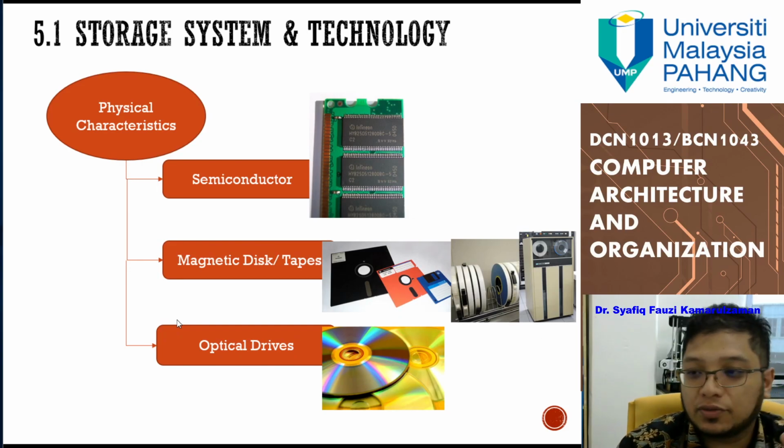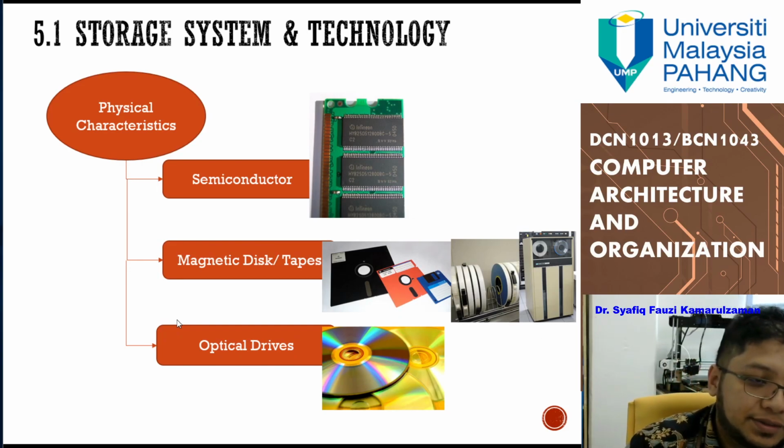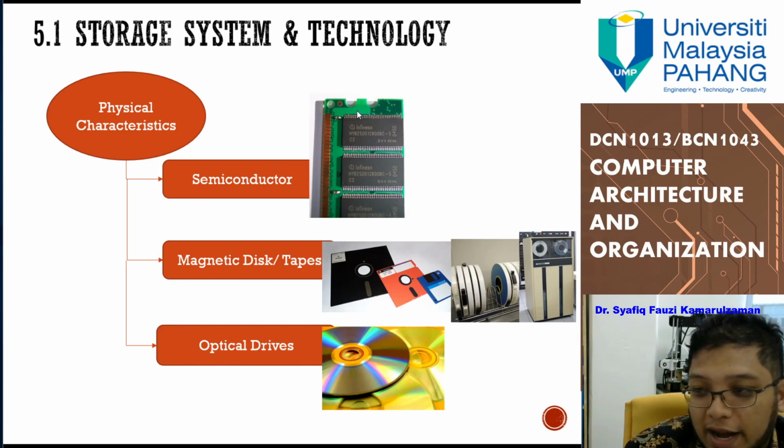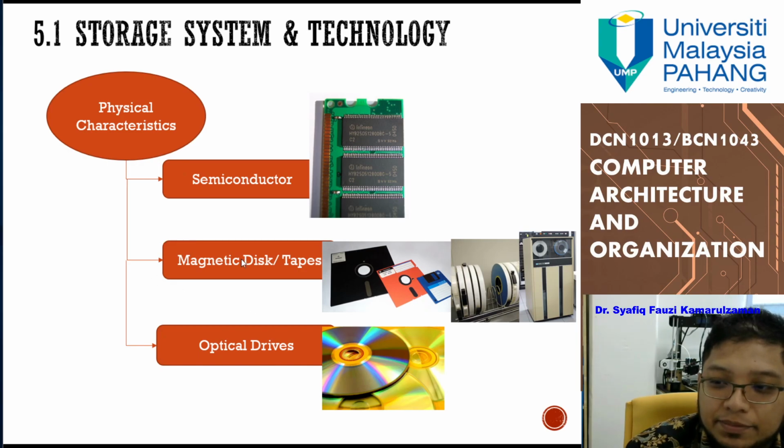So then next we have the physical characteristics. Memory has several physical characteristics. Firstly, we have semiconductors. Semiconductors are one of the most common these days. You have SSD, your RAM, your SD card. All of them are created out of semiconductors. And then we have magnetic tapes and discs.